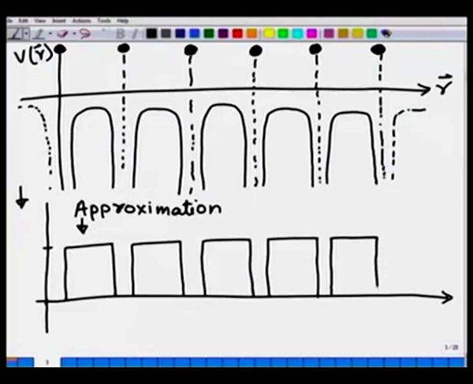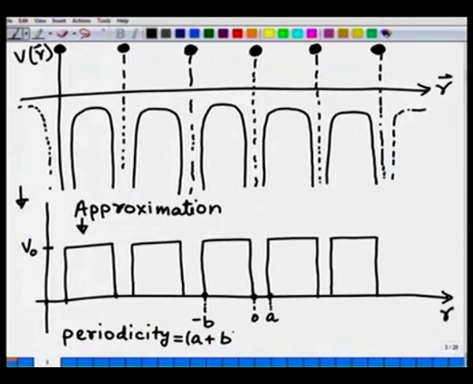So, periodicity in this, I am going to use this value as V0. I am going to use this value as V0. This is position. Let us say this is position equal to 0, and let us consider this position to be A. Let us consider this position to be minus B, right here. So, these are the positions, and this is the periodic potential. That means that periodicity is A plus B.